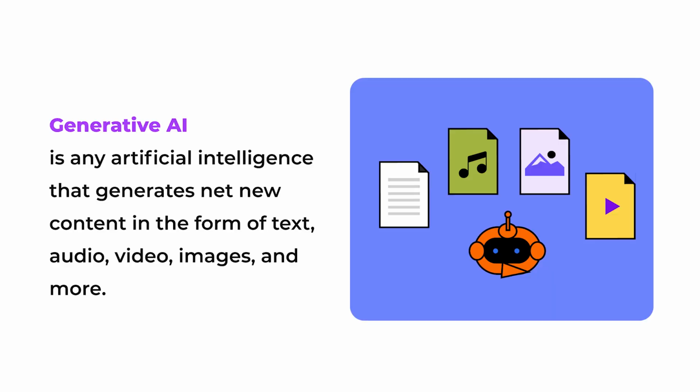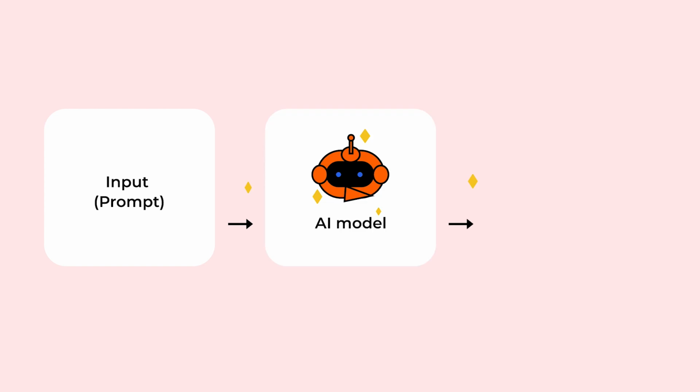So let's dive in. Generative AI is an artificial intelligence that generates net new content in the form of text, audio, video, images, and more. To work with generative AI, you need to give it a prompt, usually in the form of a text prompt. The generative AI then runs the prompt through its AI model and generates a response.